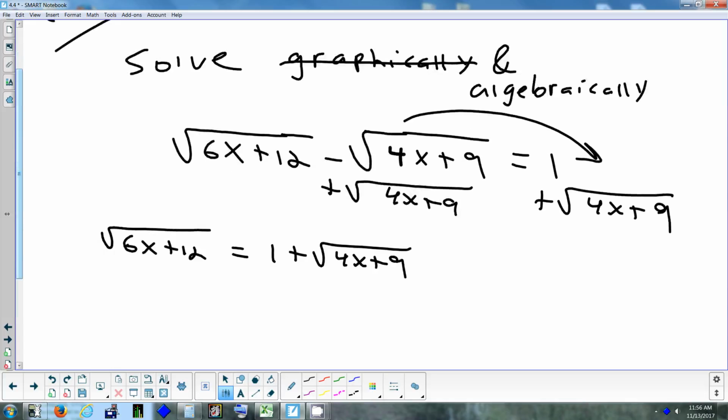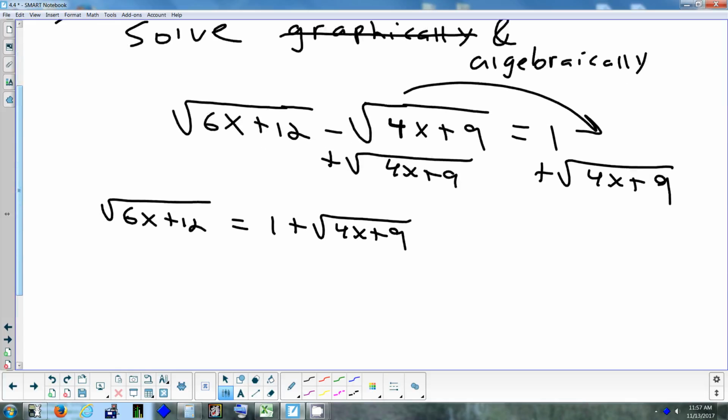Now, I'm going to be able to get rid of that square root on the left by doing what to each side? Square. Squaring by the index. You're going to square by whatever, well, in this case it's 2, so we're going to square each side. Okay. Any question on why you're going to square? Okay. So square here and here.